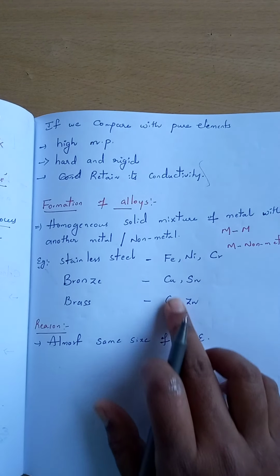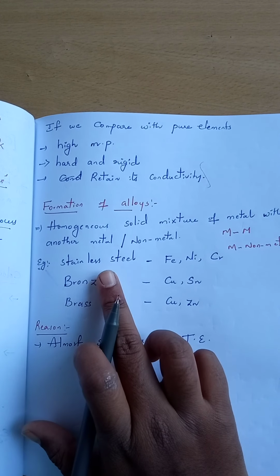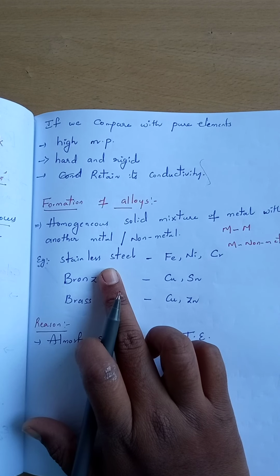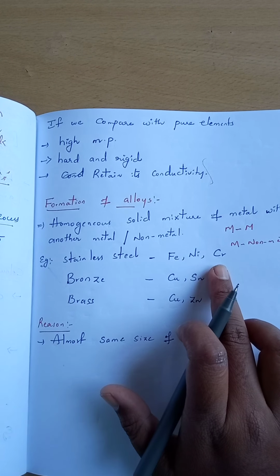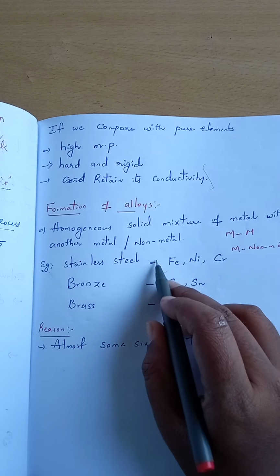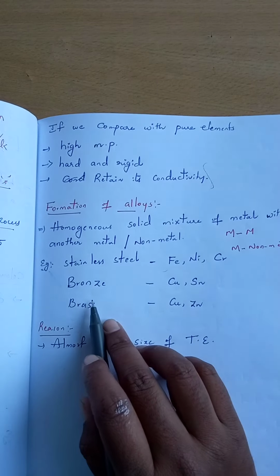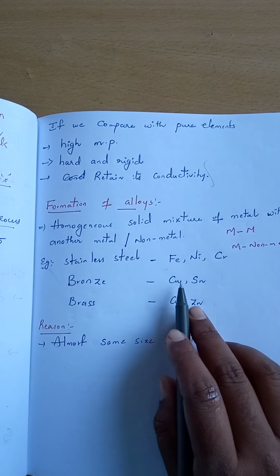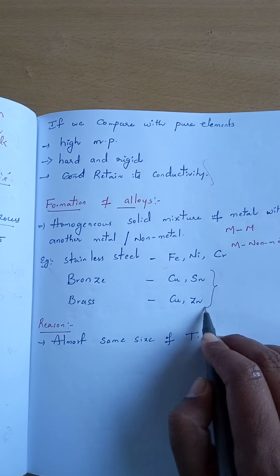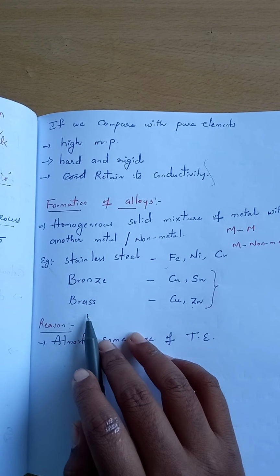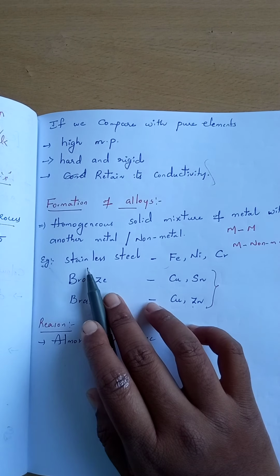So d block elements can combine with other d block elements to form different types of alloys. Example, what we are using in our home, that is stainless steel. That stainless steel is a combination of iron, nickel and chromium. So these three are d block elements. Here iron is combined with other d block elements and exists as stainless steel. Bronze and brass, these two we also know. They are combinations of copper and tin, copper and zinc. These are also metals. The mixtures of these metals are known as bronze and brass. So all these are homogeneous solid mixtures of a metal with other metals.